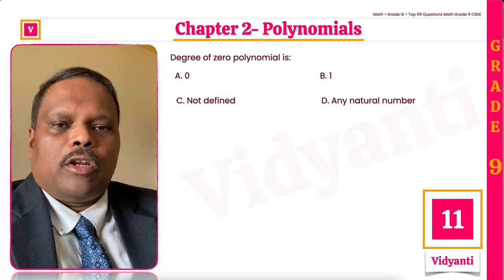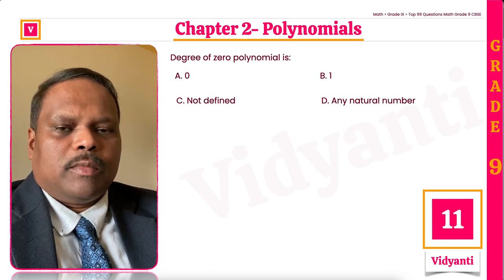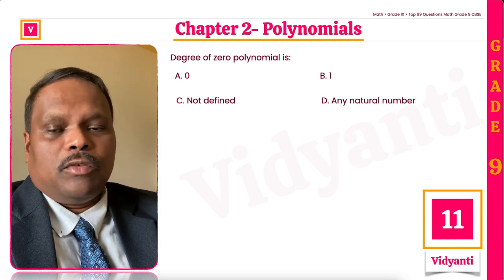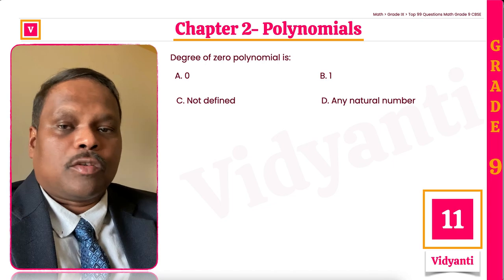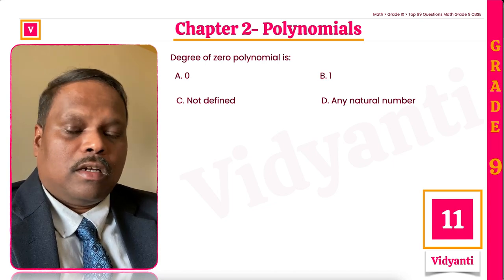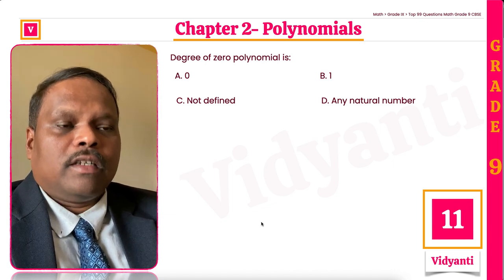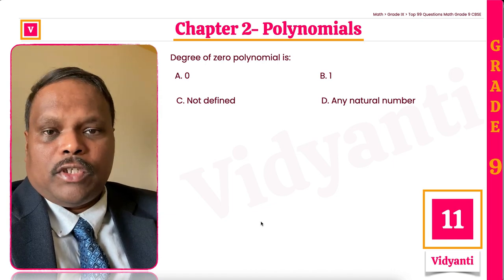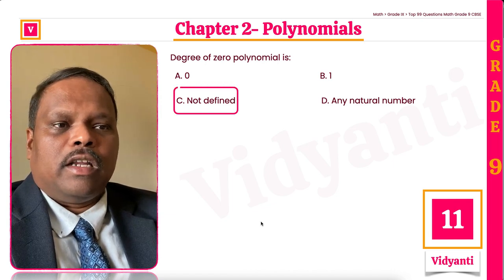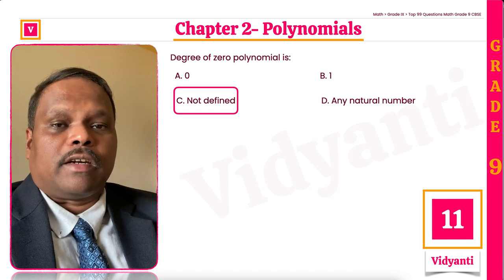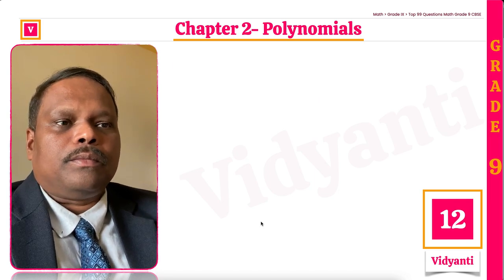Degree of zero polynomial. Zero polynomial means we have just 0. Now since it is 0, we can write it as 0x, 0x square, 0x cube. There are unlimited possibilities. So none of these accurately represents the degree of zero polynomial. So it is undefined or not defined. Option C is the correct answer.